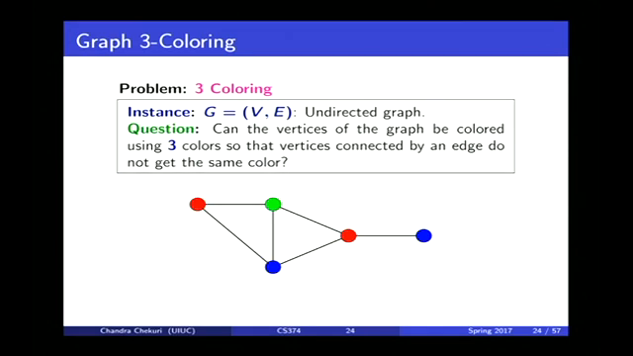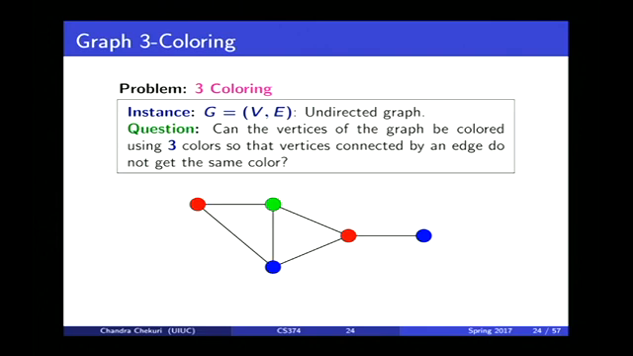Does it make sense? So for example, can you do it with two colors? Why not? You have a triangle here, right? You can't color this triangle with two colors. So you need three colors for this. Suppose I ask, can you color a graph with one color? What does that graph look like? No edges, right? Empty graph.